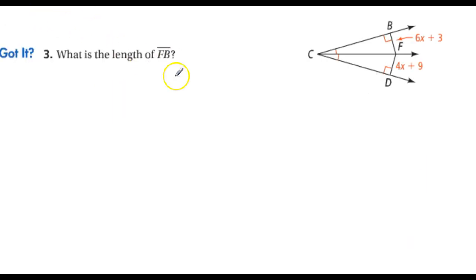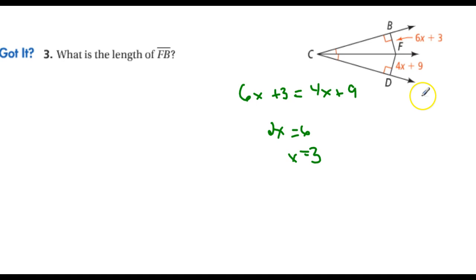What is the length of FB? Pause the video and try that out. Once again, because CF is bisecting the large angle BCD and FB is perpendicular to CB and FD is perpendicular to CD, I know I can set them equal to each other. So once I set them equal to each other, and I know my reason why I'm setting them equal, the geometry part of the problem is done. The rest is just algebra 1 stuff, subtracting 4x from both sides, subtracting 3 from both sides, dividing by 2.